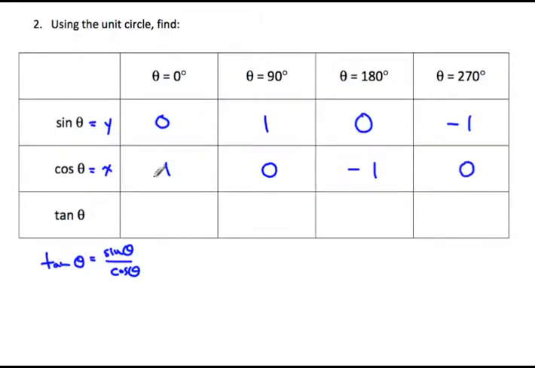For tan theta, we want to take sine theta divided by cosine theta. So 0 over 1 is 0, and 0 over negative 1 is also 0. But 1 over 0 is undefined, and negative 1 over 0 is also undefined. So tan theta is undefined for theta equal to 90 or 270 degrees.